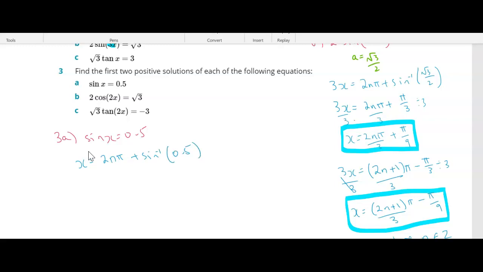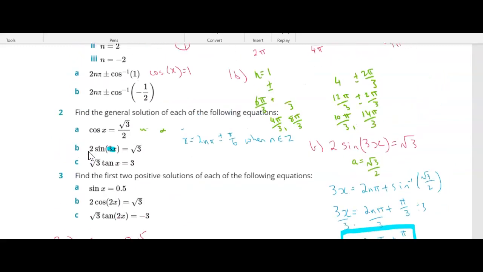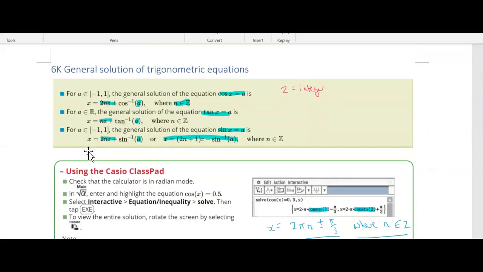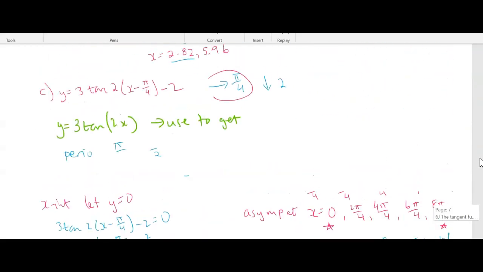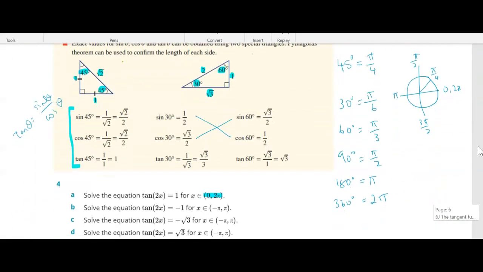And that is, what is 0.5? I'm terrible with my exact values. I hate scrolling. It just takes up so much. All right, where are you? Sine 30, so pi on 6.